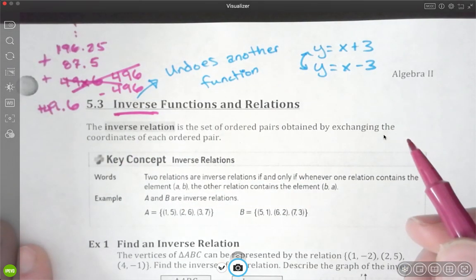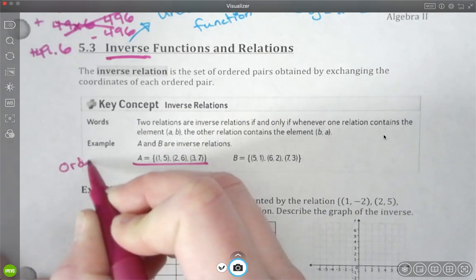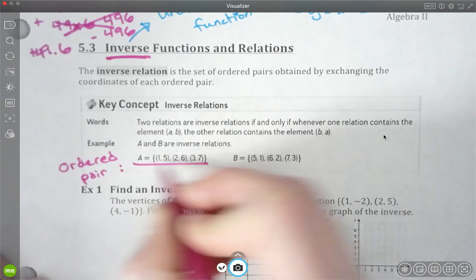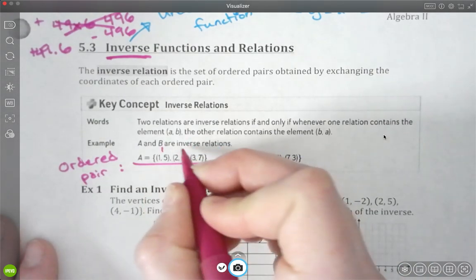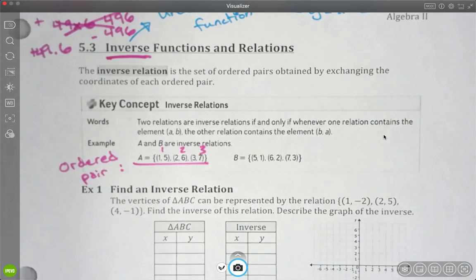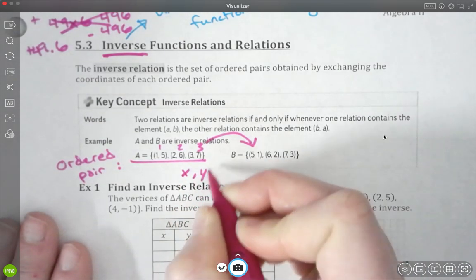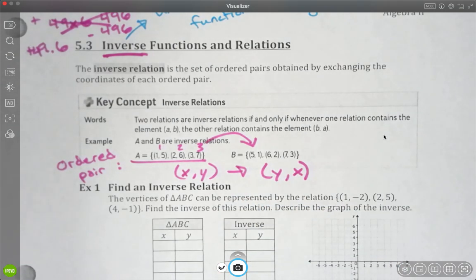An inverse operation, when you have ordered pairs: here are my ordered pairs. If you have an ordered pair, like set A, how many ordered pairs are in set A? 3. 1, 2, 3. If I want to find the inverse of those ordered pairs, you flip them around. So x and then y becomes y and then x. That's the inverse of them. That's how you invert them.